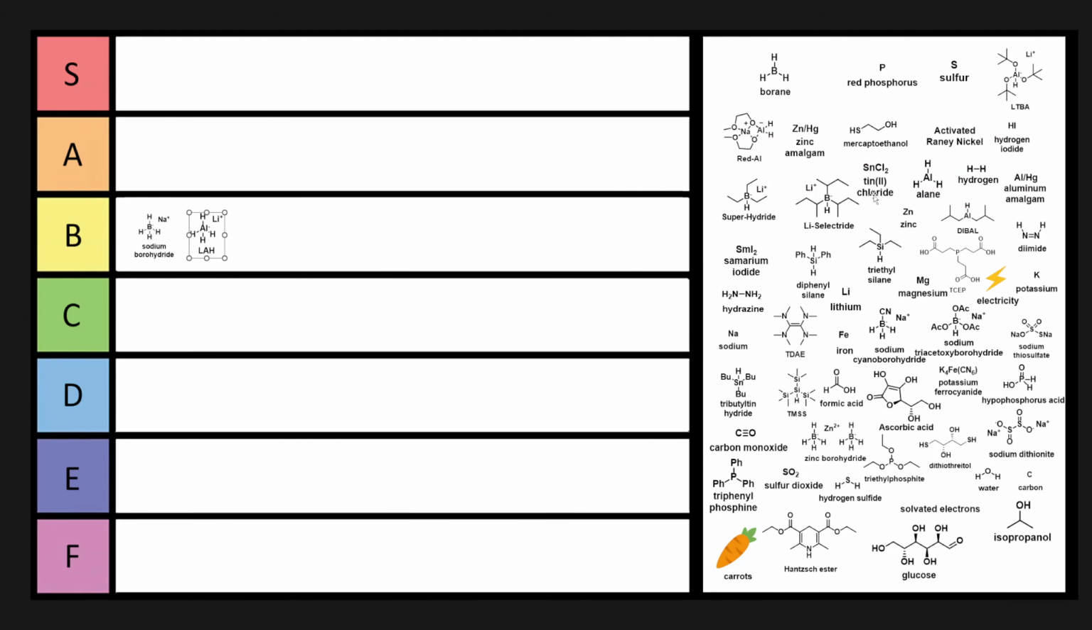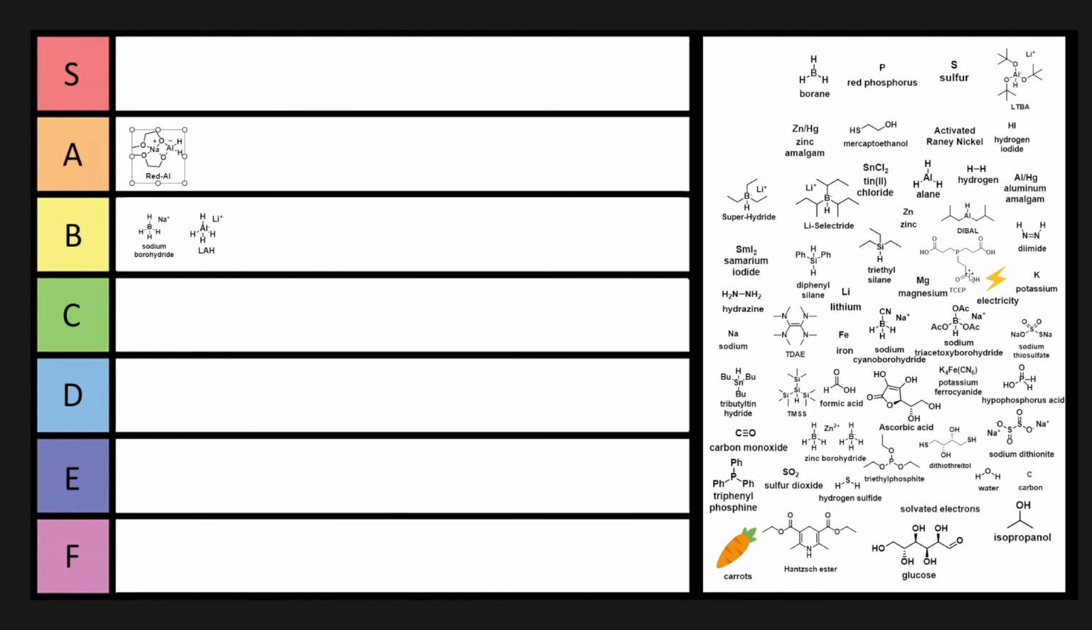Now, there's some other ones. While you might be familiar with LAH, you might not have heard of Red-Al before, or red aluminum, also known as Vitride, as well as some other names. This is more of a popular one in industry or in medchem. And this is a little bit more stable than LAH. It's not pyrophoric, but it can still react exothermically with water. The advantage to this is that it can do most of the same transformations. It's a very potent reducing agent. It can still reduce esters, acids, etc. So Red-Al is going to go in A tier.